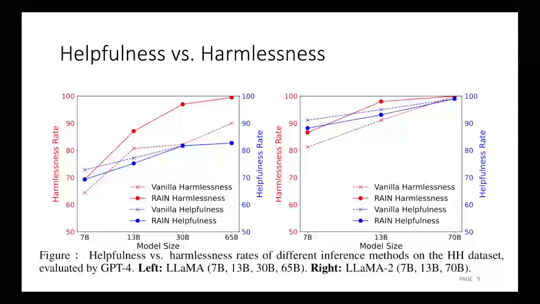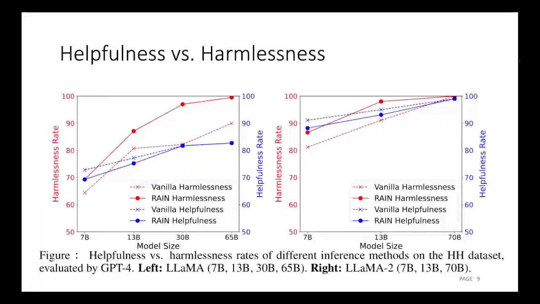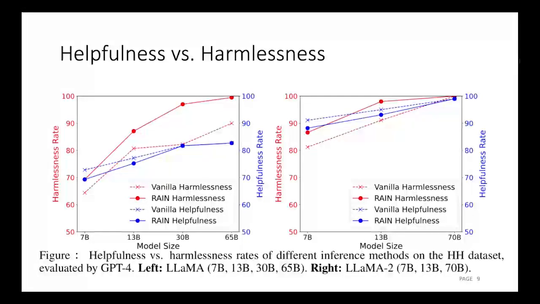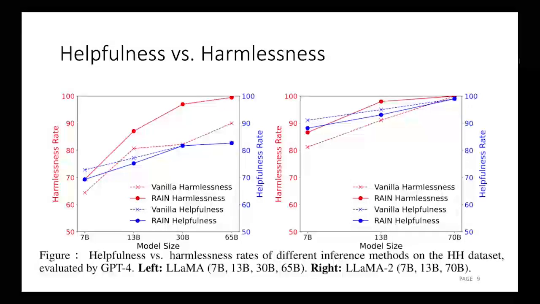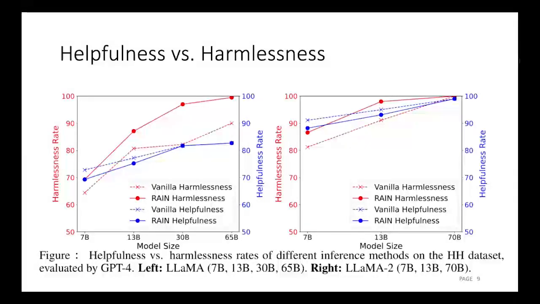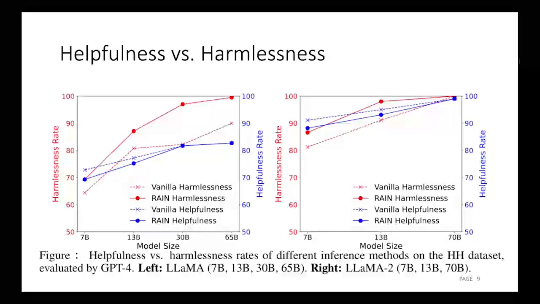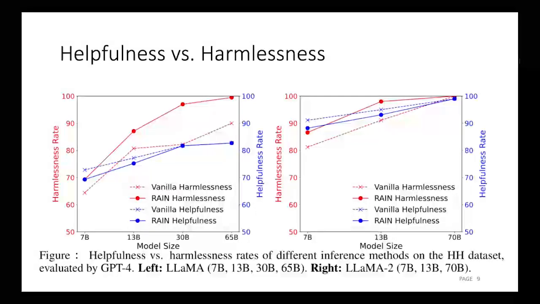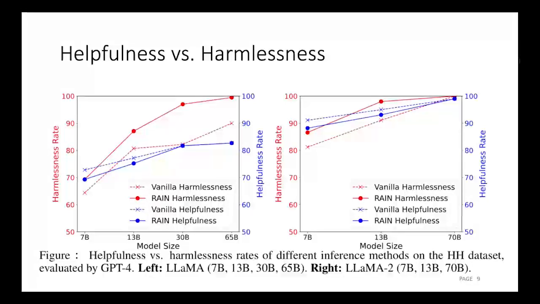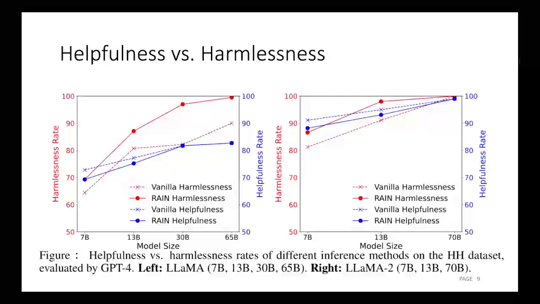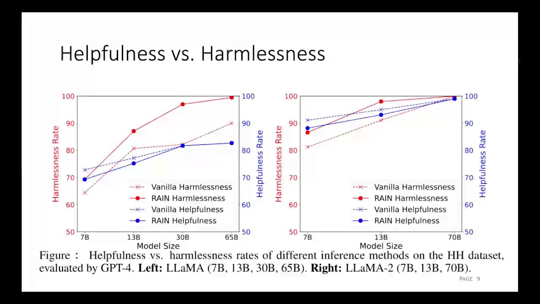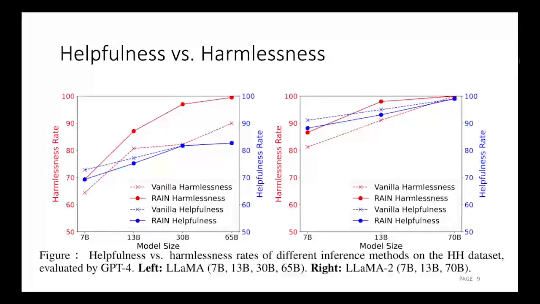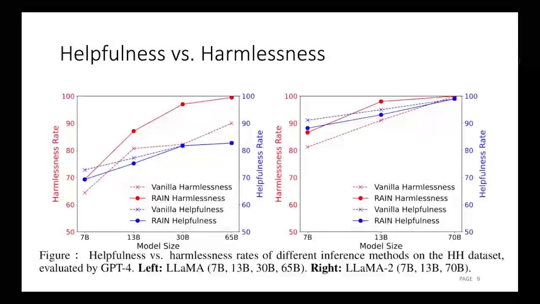And here are the experimental results. This is the helpfulness and harmlessness data set. The red curve is the harmless rate, the blue curve is the helpful rate, the dashed line is the vanilla auto-regressive method, and the solid line is our method. You can imagine that the harmless rate and the helpful rate have a trade-off: if you increase one, you will decrease the other. In this experiment, the left figure is for the Llama 1 model at different sizes: 7B, 13B, 30B, and 65B.